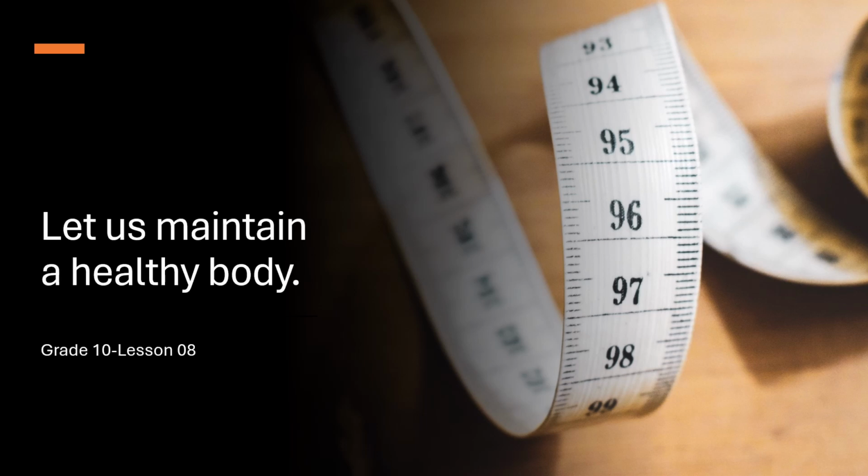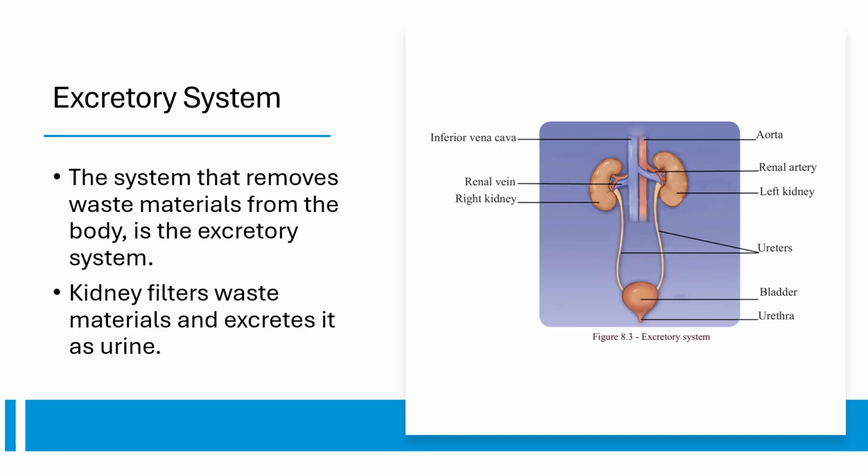Today we are going to continue the third part of Lesson 8 from the Grade 10 Health and Physical Education lesson series. And the lesson is on maintaining a healthy body. In this part of the lesson, we are going to talk about the excretory system. The excretory system is a system that removes waste materials from the body.